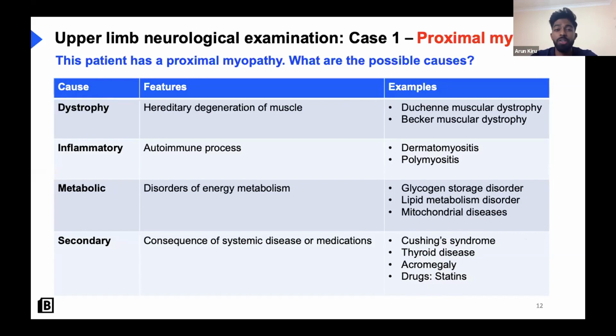You've given loads of answers there, you've classified, and you mentioned the most high yield cases. Brilliant.